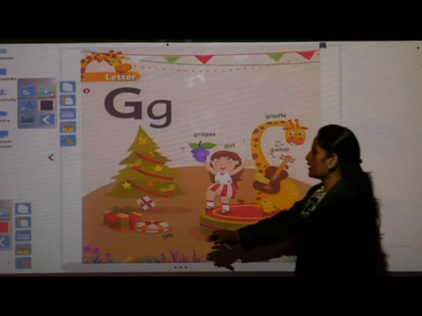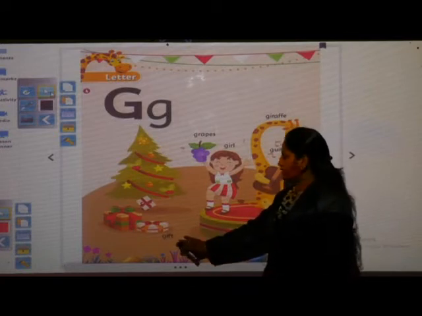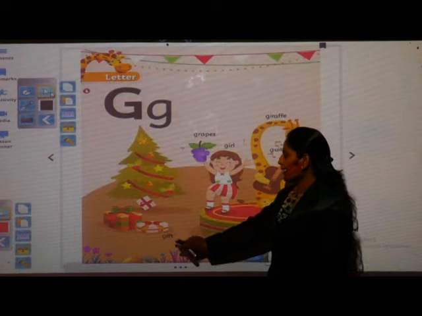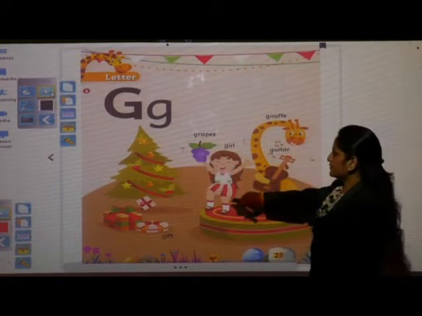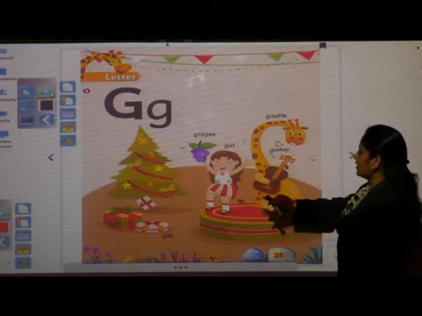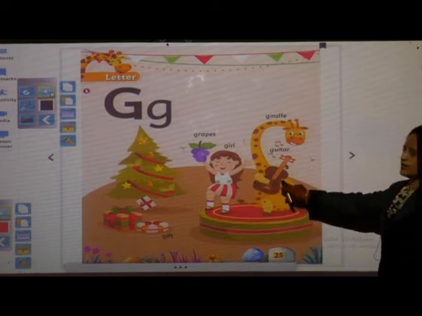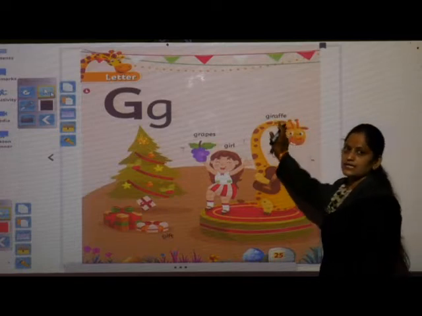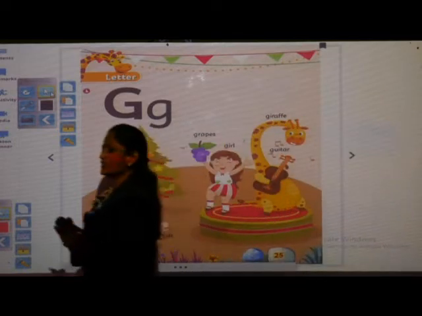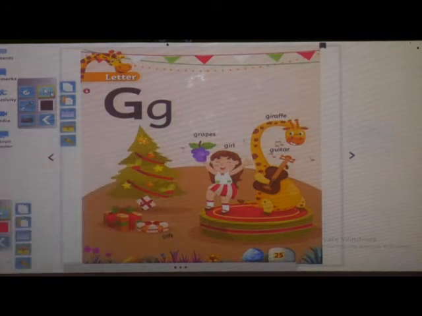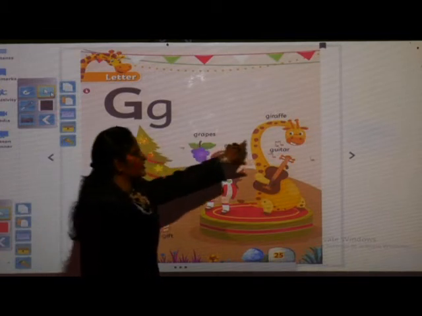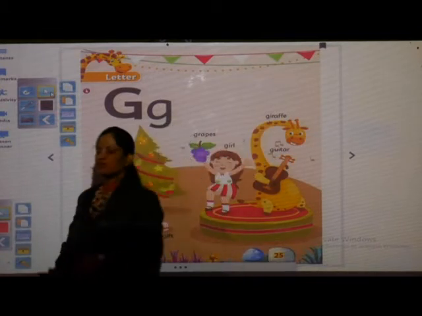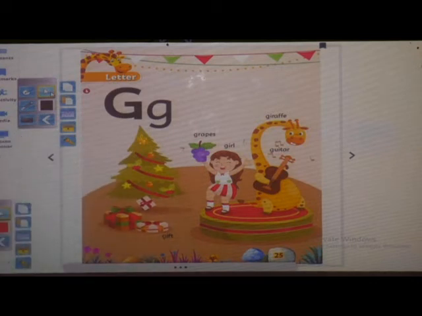Yes. So you have to repeat these pictures which start with letter G. G, gift. G, grapes. G, girl. G, guitar. And giraffe. Sometimes the phonic sound of letter G is J also. Like we have seen here, grapes means G and giraffe means J. So sometimes you have to say J also.